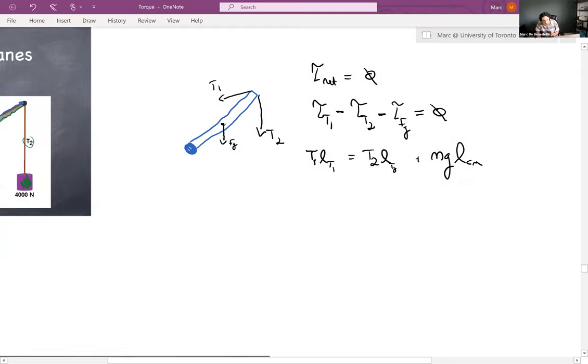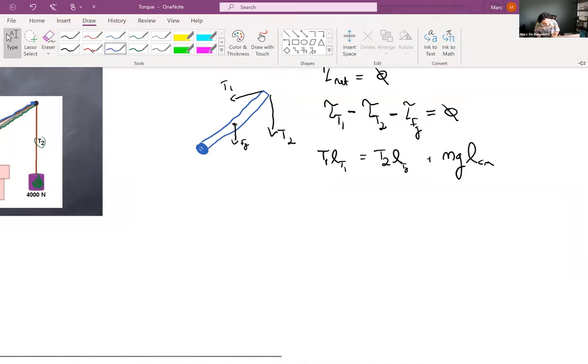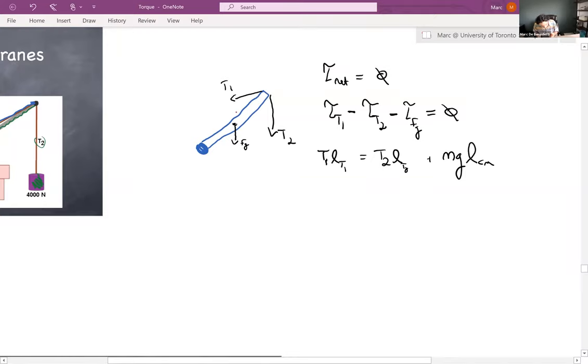So let's do that now using some geometry. Extend the line of action for the force of gravity. Extend the line of action for tension 2. We now have to connect the pivot point to the line of action for the force of gravity. This is the lever arm for the force of gravity. We do the same for tension 2. That's the lever arm for tension 2.